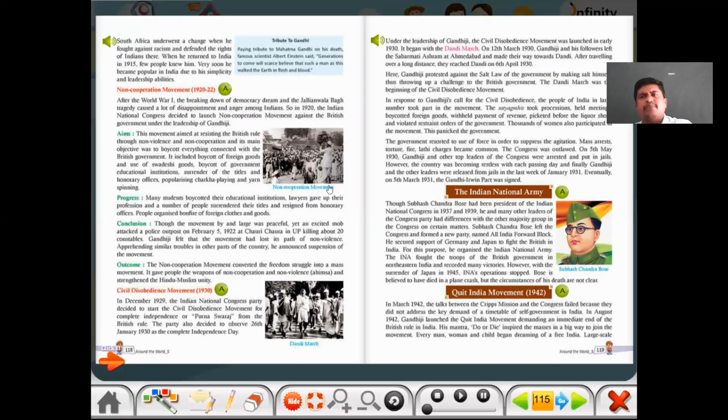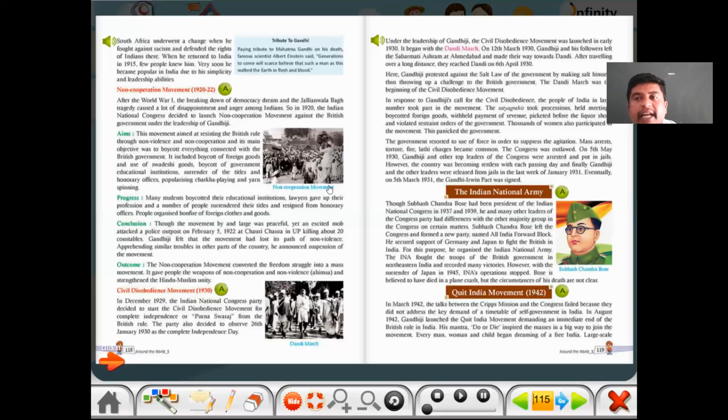Dear students, what is meant by the civil disobedience movement? Who has carried this out? These are all questions that arise. As you know, in December 1929, the Indian National Congress Party decided to start the civil disobedience movement. Who decided to start it? That is the National Congress Party, which strongly decided to start a disobedience movement. For what? For complete independence, dear students.